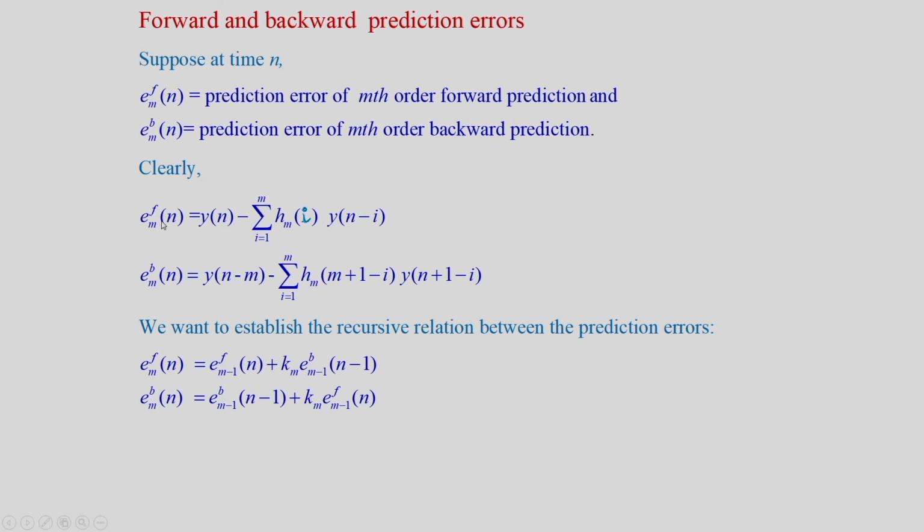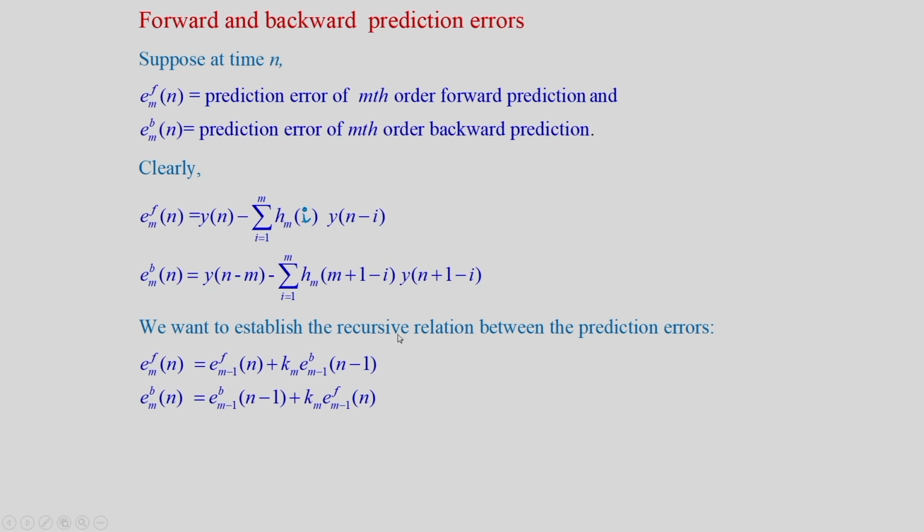Clearly, forward prediction error e_m^f(n) is equal to y(n) minus summation h(m,i) into y(n-i), i going from 1 to m. So, this is the mth order prediction, and the difference is the prediction error. Similarly, e_m^b(n), that is the mth order backward prediction error. Now, we are predicting y(n-m) by this relationship. So, the backward prediction error is given by y(n-m) minus the backward prediction, which is given by summation h(m,m+1-i) y(n+1-i), i going from 1 to m.